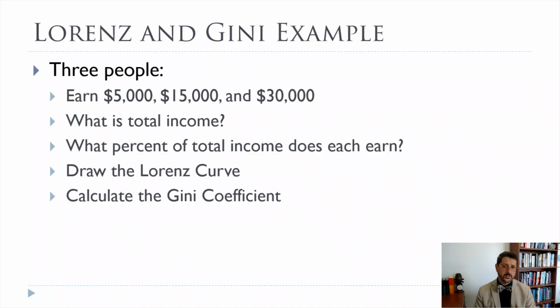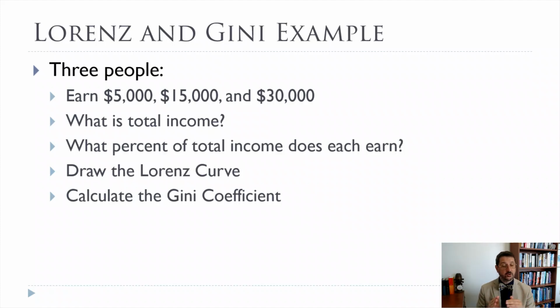So total income is easy, right? Total income is just 5,000 plus 15,000 plus 30,000. So that's 5 plus 15 is 20. 20 plus 30 is 50,000. So what percent of total income does each earn? Well, that's pretty easy too. 5 divided by 50 is 10%. 15 divided by 50 is 30%. And 30 divided by 50 is 60%.